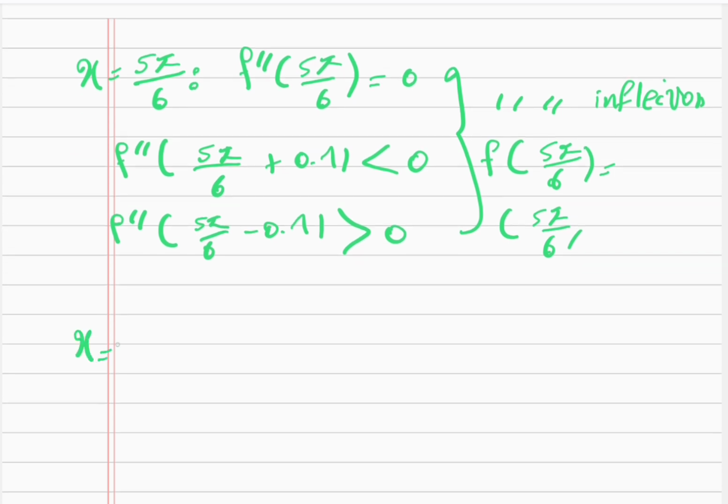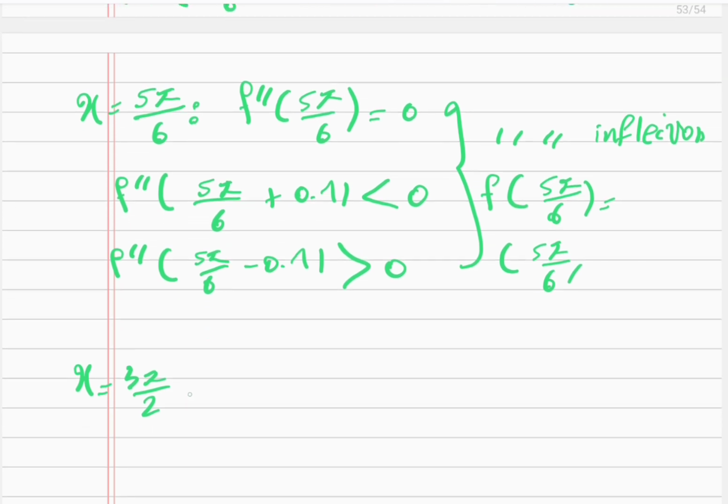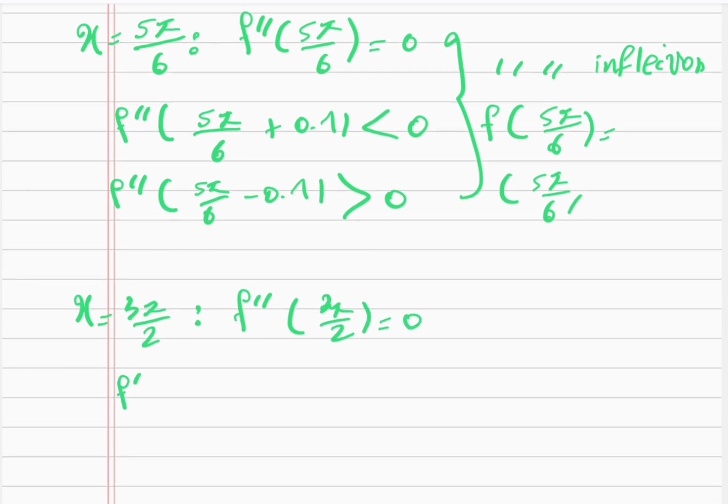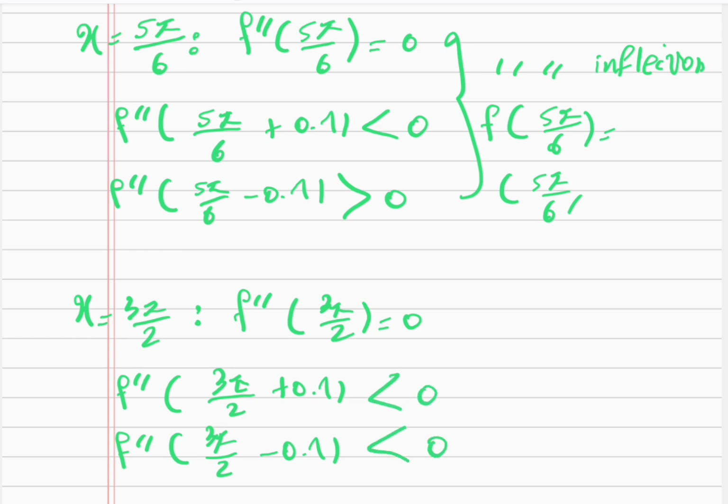And finally, the case where x is 3 pi over 2. So let's see whether this is a point of inflection or not. So again, f double dash 3 pi over 2 is 0, obviously. But now the question is if 3 pi over 2 plus 0.1 and also minus 0.1 is going to satisfy the condition. And in fact, this time, if we substitute both of these values, we are going to get a negative value. And this is what we didn't want to get. And this means that this is not a point of inflection.